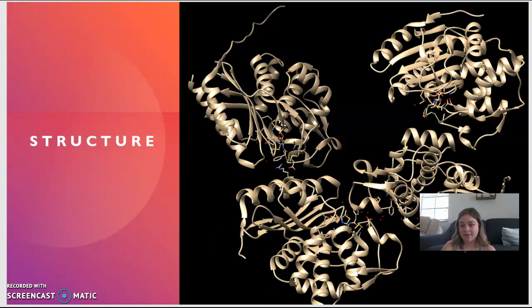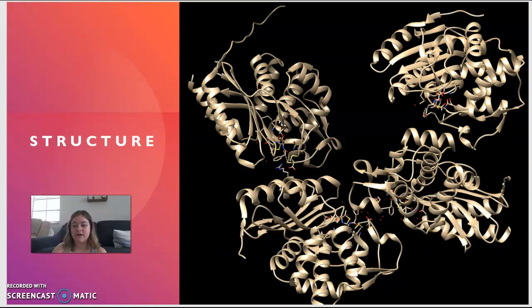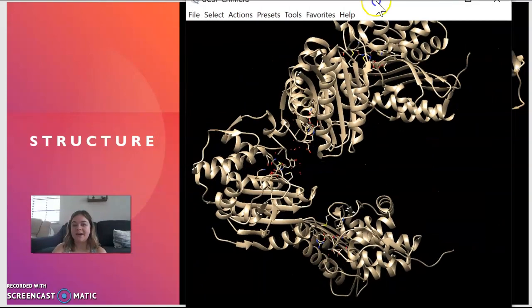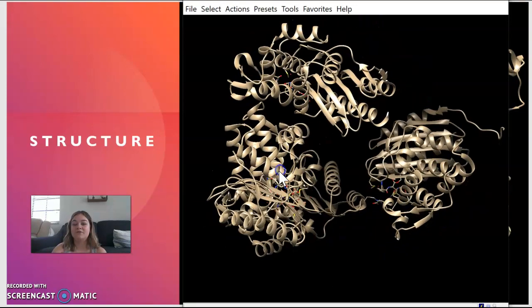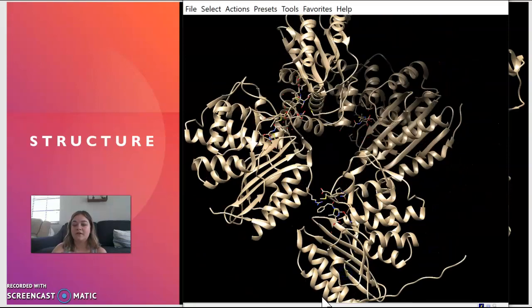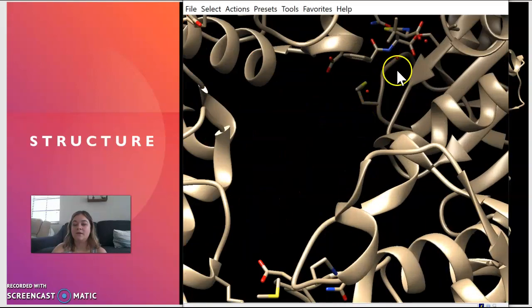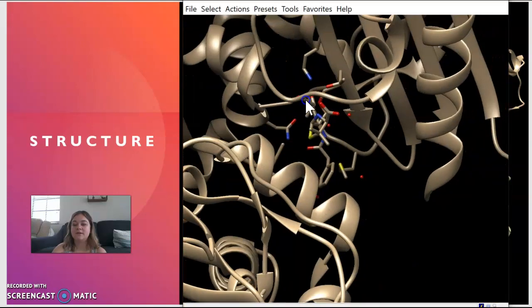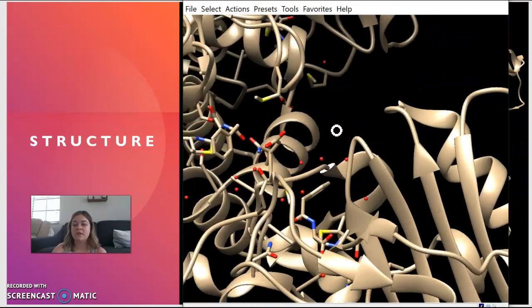So we'll look a little bit at the structure of penicillin as well. Let me open up my Chimera here so we can take a look at this 3D structure. We can zoom in a little bit on it here so we can see some of these structures from within.